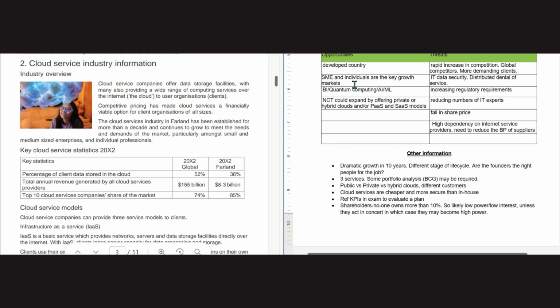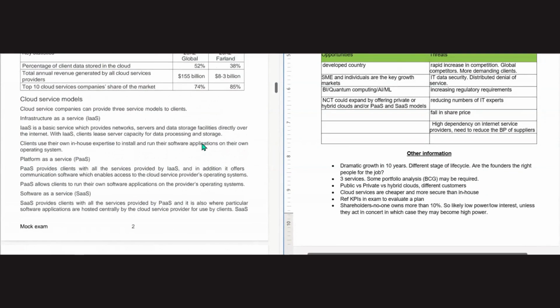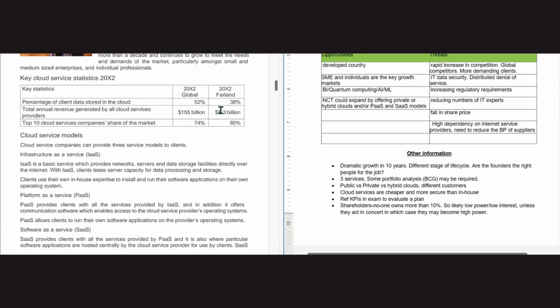We don't know where NC Tech is actually operating, who the clients are, or even what its products are, really, not yet. But we do know that there might be an opportunity in this target market. It then gives us some statistics. All right, percentage of client data stored in the cloud. Well, in Finland it's 38%. Globally it's 52%. So again, it looks as though there is opportunity for that market to grow within Finland.